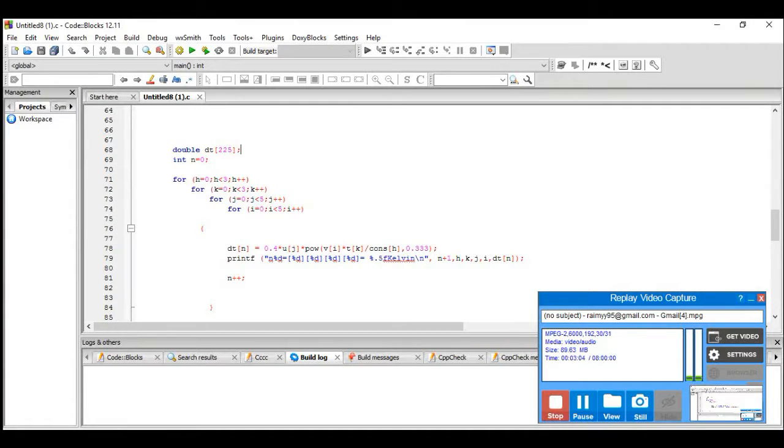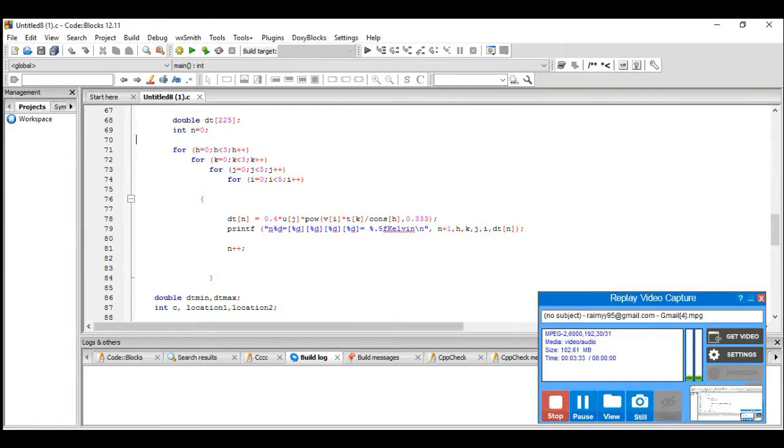This n plus plus is the equation of my project, and I print all the values of all the delta temperature. This n plus plus is for counting my temperature values, starting from n equal to 0, which I declared here, so it will count all the values of our delta t.